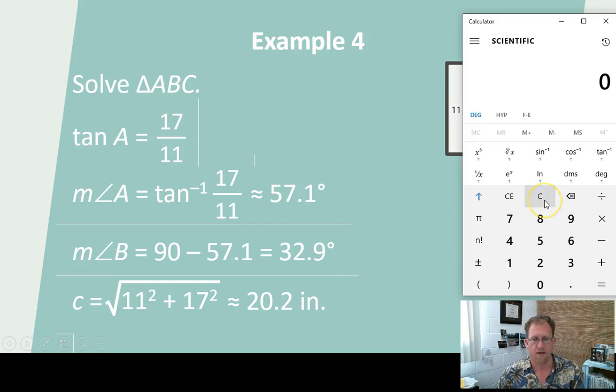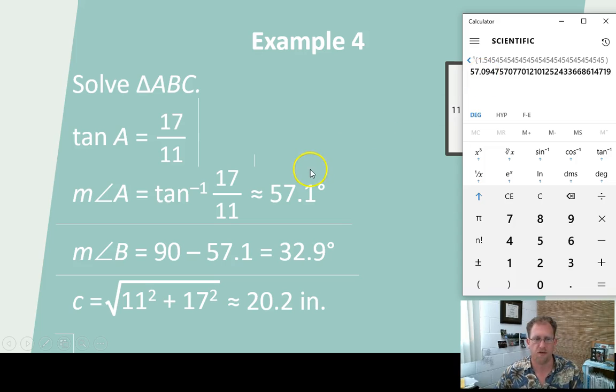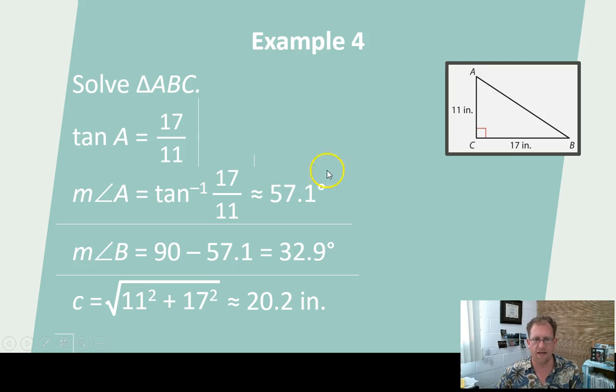Let's do that just so that you've seen it. 17 divided by 11 equals that number. Now I want to say that's my ratio. What's my angle? Inverse tangent, 57.09 or 57.1 degrees. So that's the measure of angle A. So 57.1 goes in here.